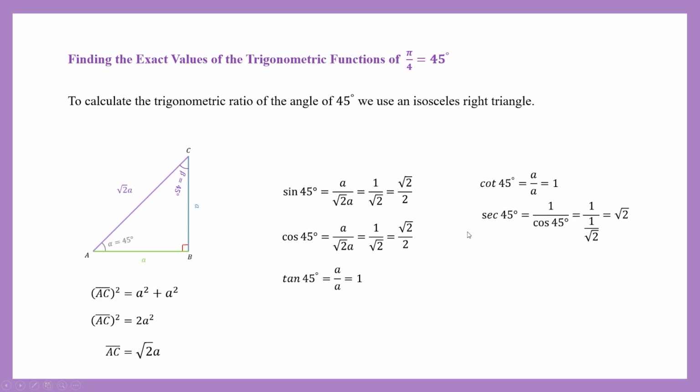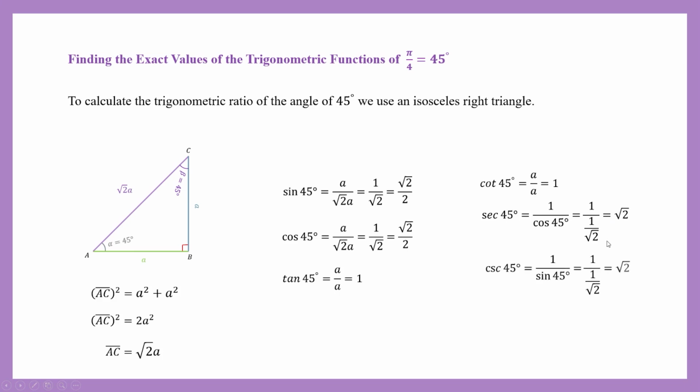Secant of 45 degrees is equal to 1 by cosine of 45 degrees, because we know that secant is the reciprocal of the cosine of that angle. We know that cosine of 45 degrees is equal to 1 by the square root of 2. If we simplify this fraction, we will get that it is equal to the square root of 2.